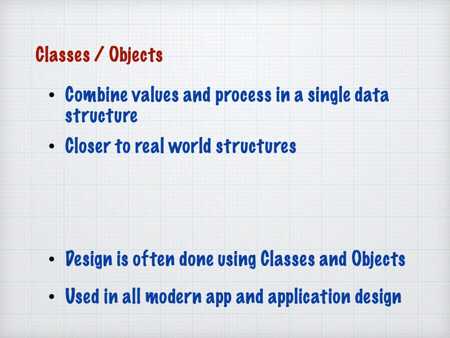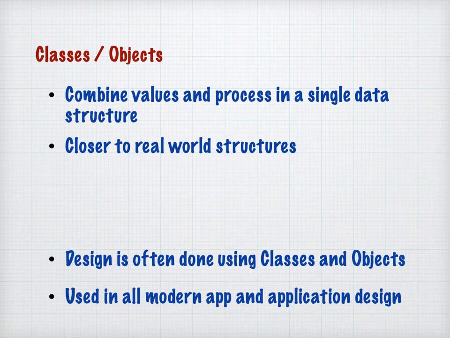Now, classes and objects are a relatively recent, in the last 25 years, way of designing bits of programs. In a way, you can think of them as a single structure, and in that structure we have the data and bits of code that enable that data to be used in a meaningful way.